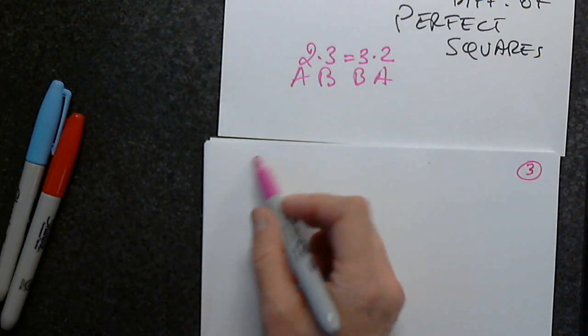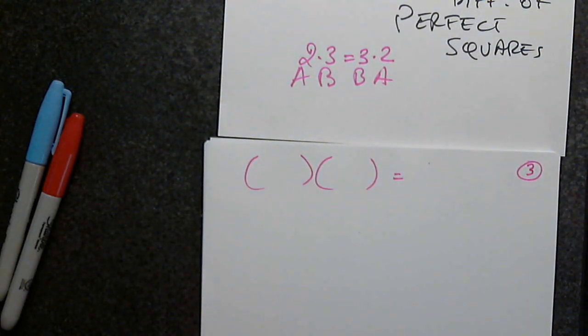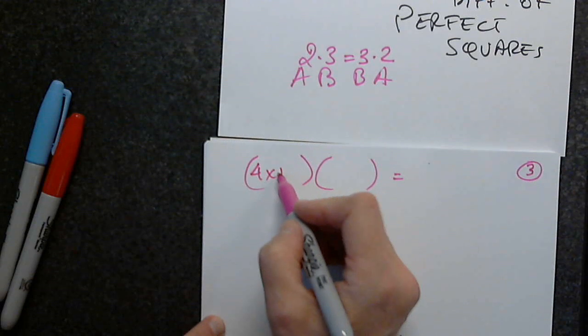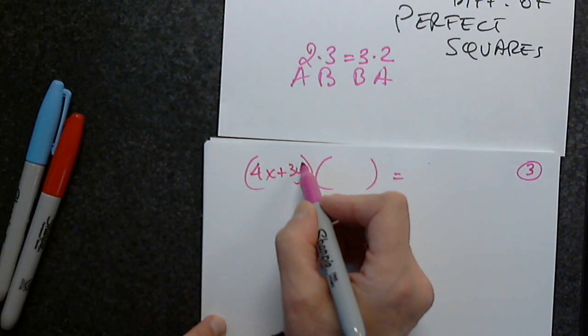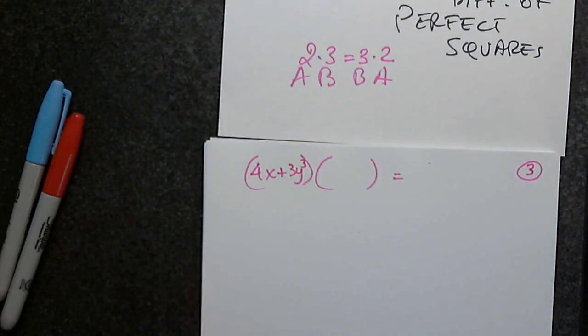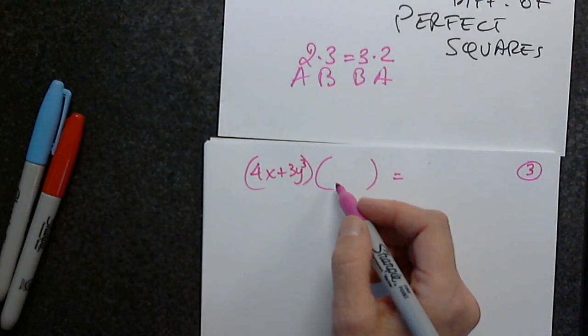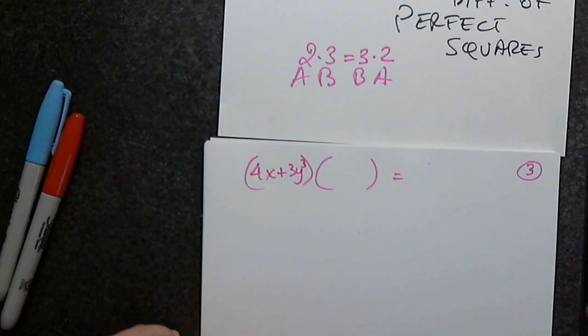So give me an example for this last special product. 4x plus 3y. Okay, let's write 3y to the third, 3x to the third, and 6x. Or do you want to try? You want different variables? 6x.